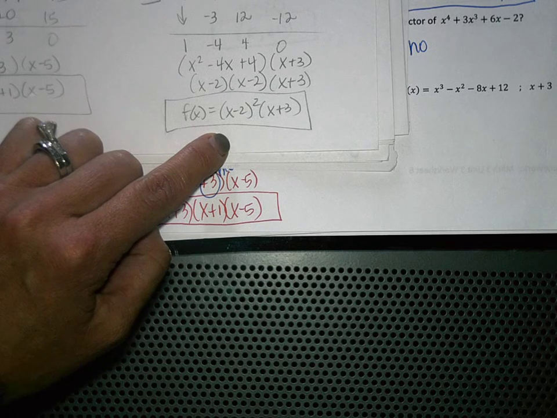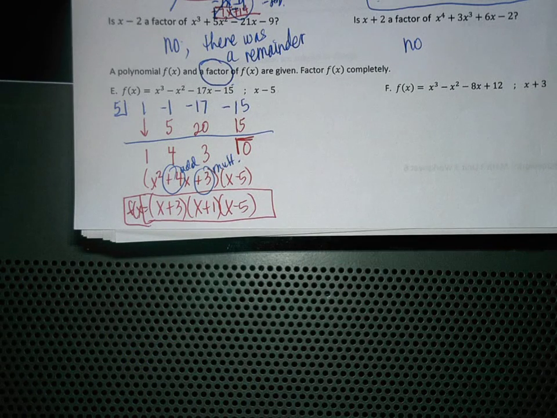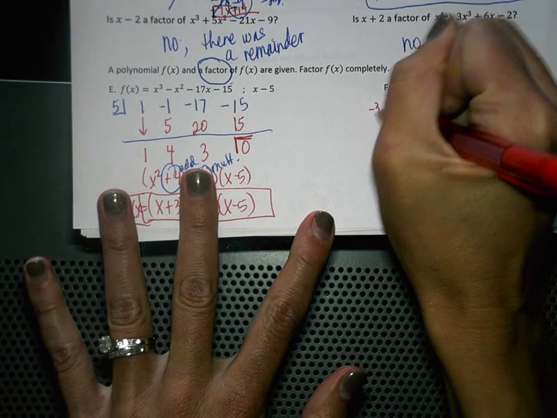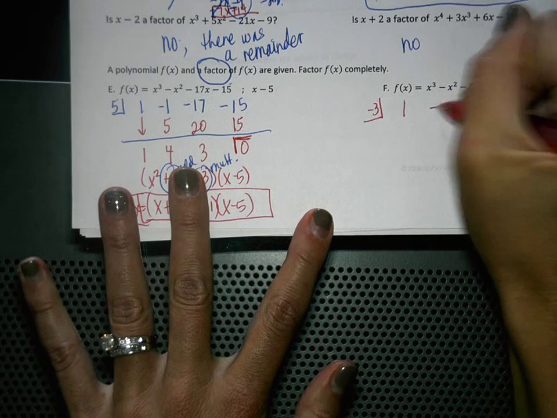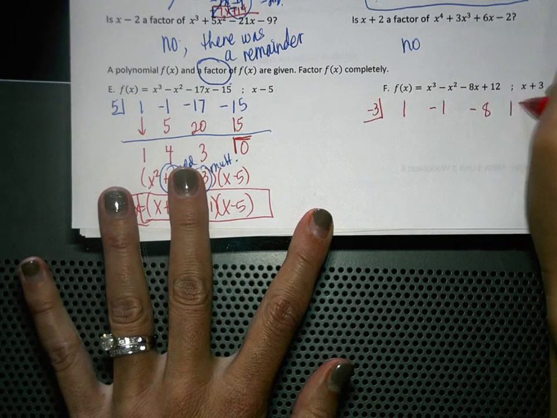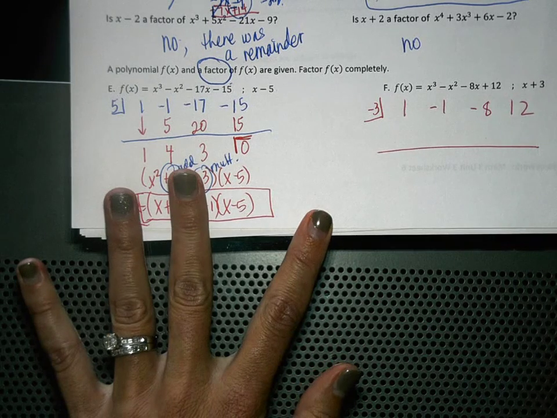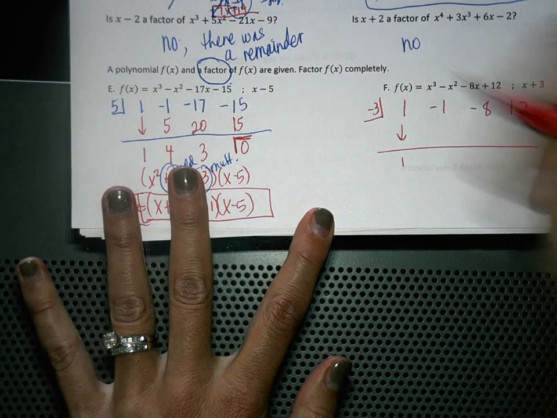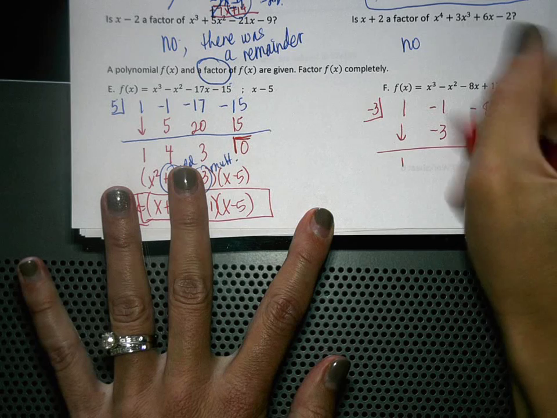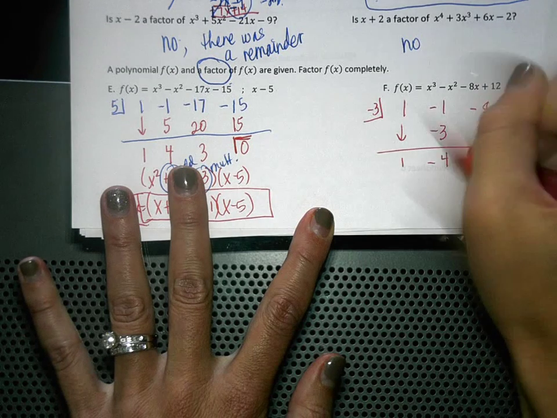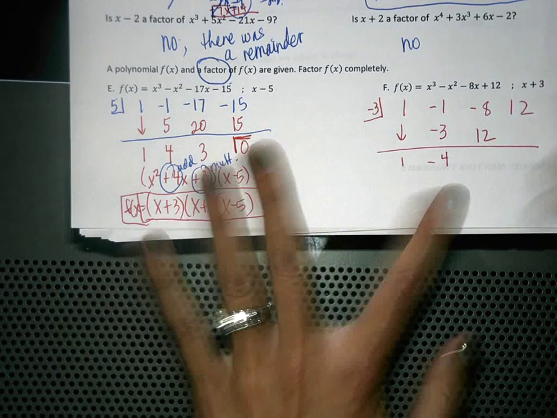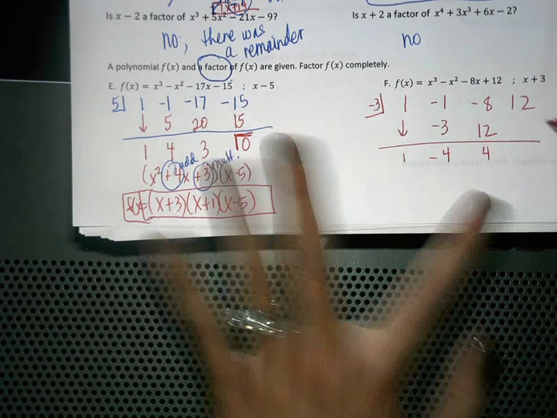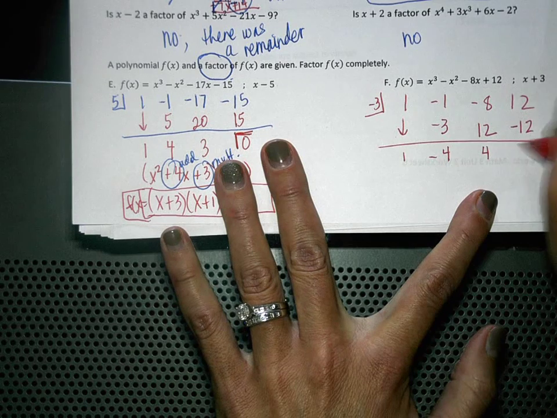Okay? So, if we're using synthetic division, we have a negative 3 here in this box. When we go across, we have 1, negative 1, negative 8, and 12. We bring this down, we get 1. 1 times negative 3 is negative 3. Negative 1 and negative 3 is negative 4. Negative 4 times negative 3 is positive 12. 12 and negative 8 makes 4. 4 times negative 3 is negative 12, and we have 0 left over.